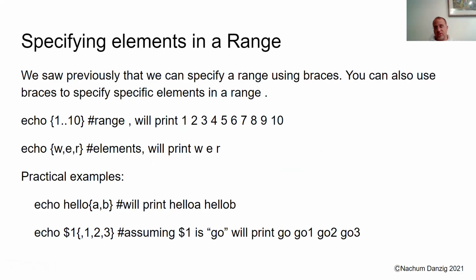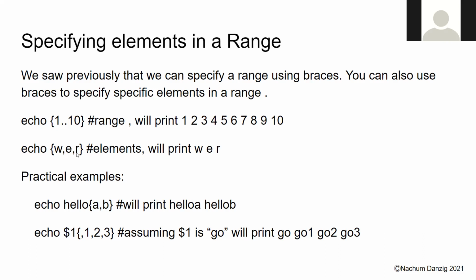Specifying elements in a range. We saw previously that we can specify a range using braces. Remember we did that like this. You can also use the braces to specify elements in a range in general. In other words, I can just write echo, that same thing that I did with the for-in, I can just do 1 to 10, and it'll print echo this range, 1, 2, 3, it'll print all the numbers. Now, this is just a shorthand way of writing 1, 2, 3, 4, 5, 6, 7, 8, 9, 10. Or I can do echo WER.